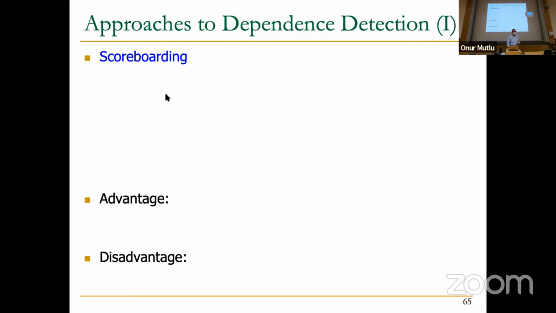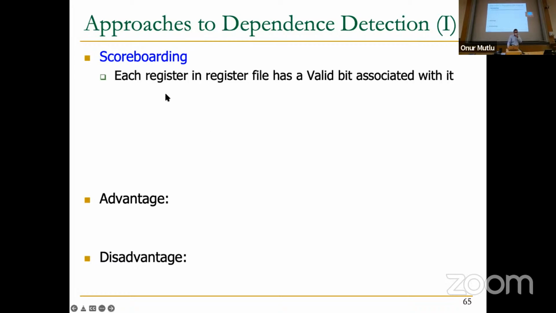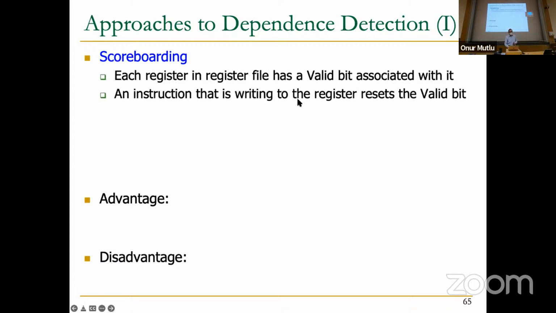One is called scoreboarding. It's kind of like what you would expect. Each register in the register file has a valid bit associated with it, a scoreboard. You can think of it that way. An instruction that's going to write to the register file at some point in time resets the valid bit. For example, when you're decoding an instruction that's going to write to register 8, it says the valid bit of register 8 is 0 because I'm going to change the value. This value should not be read by any instruction until I set the valid bit to 1, meaning I actually write the value. Hopefully that makes sense, right?